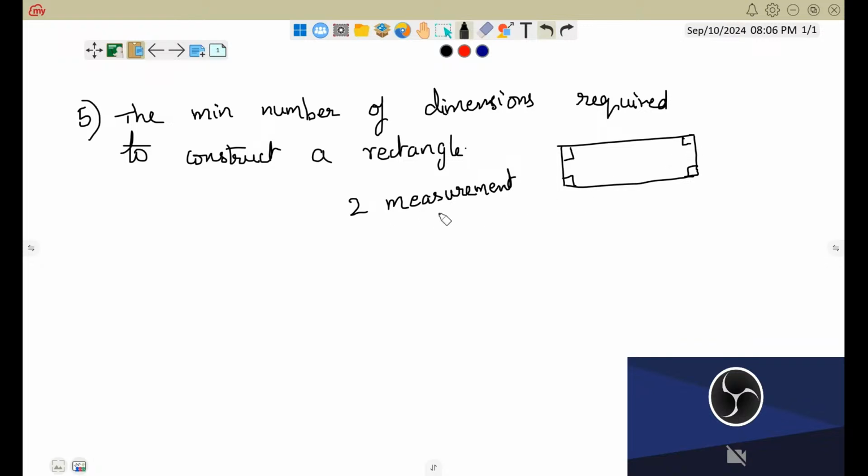If they give 2 measurements, which is equal to 4 measurements. If they give this measurement as 5, that means automatically the opposite measurement is also 5. If the breadth is 2, the opposite side is also 2. Already we get the 4 sides. And we know already that in the rectangle, all the 4 angles are right angles. Clear? So at least 2 measurements is enough to construct a rectangle. Right? Yes. Go to the 6th problem.